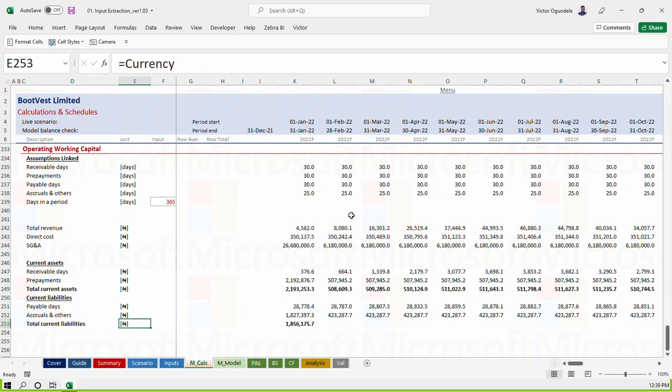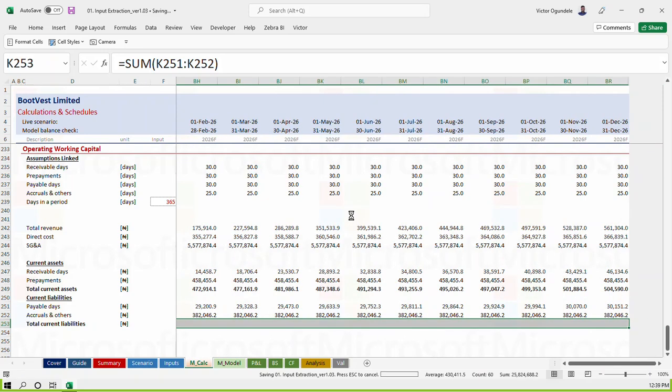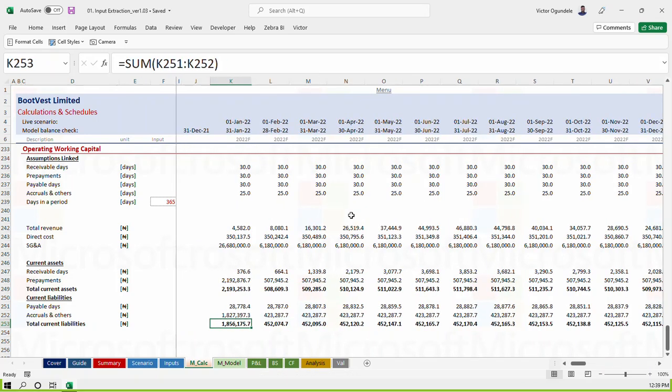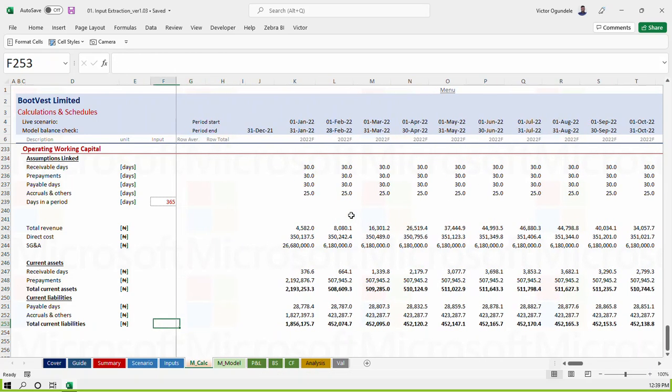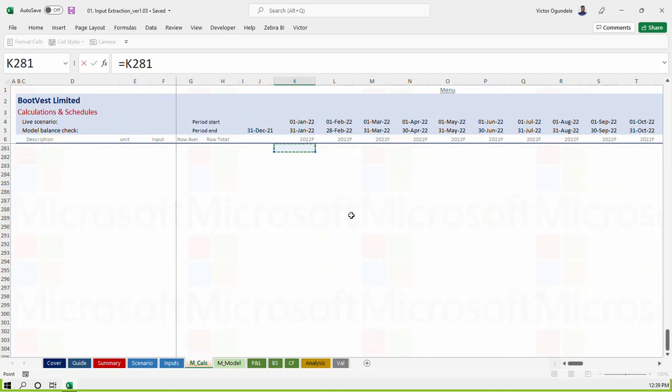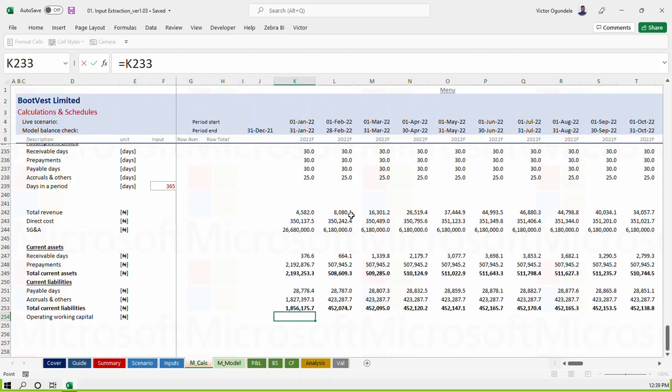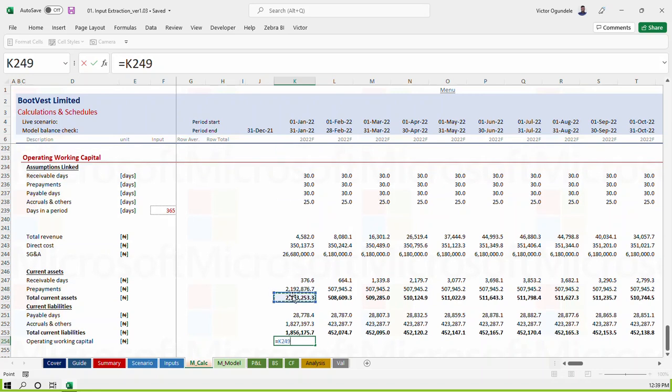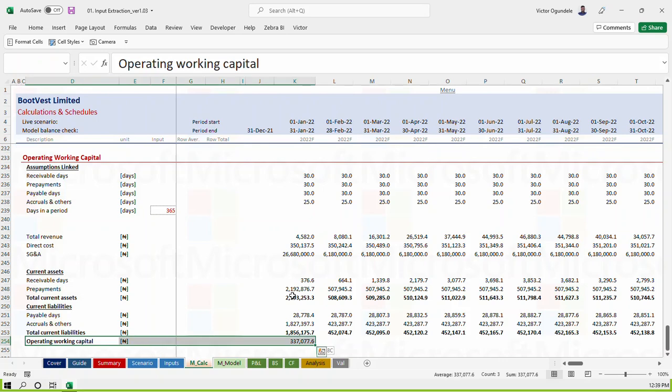I hope I'm not too fast. Yes, I know I can be very, very fast when I'm using Excel. All right, so for our operating working capital, that will be our what? That will be our total current assets minus our current liabilities.